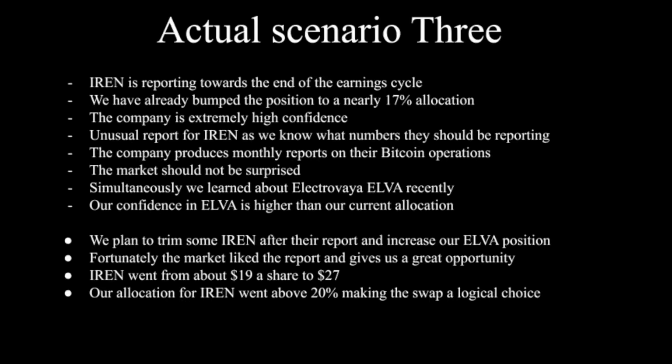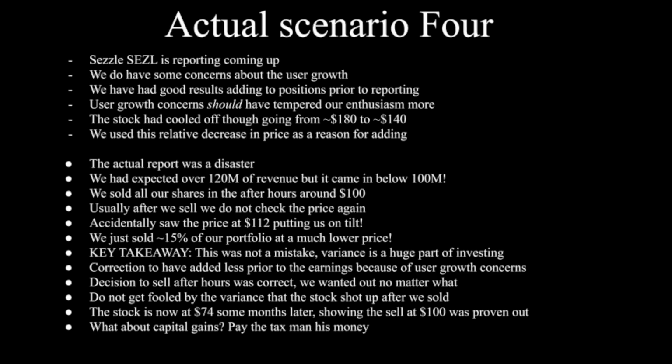And our allocation for Iron shot past 20%, making it a logical choice to trim. We'll also talk on a later slide about why we like to trim a company as it gets over 20% of our portfolio. Now taking a look at actual scenario number 4 from earlier this year.